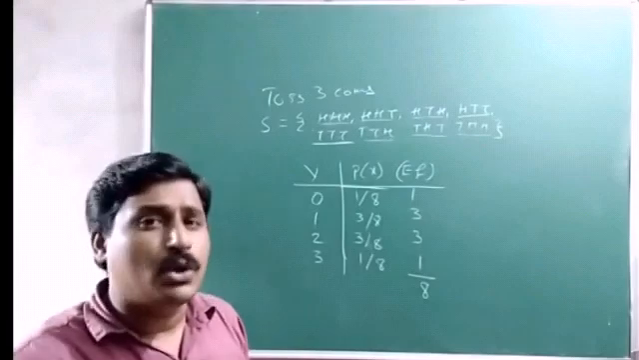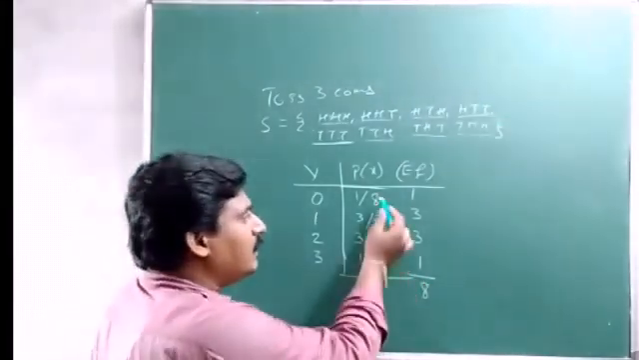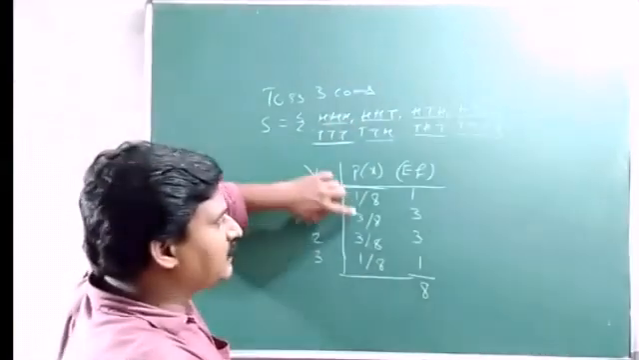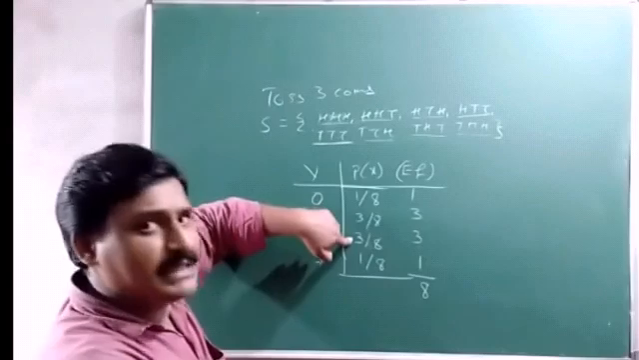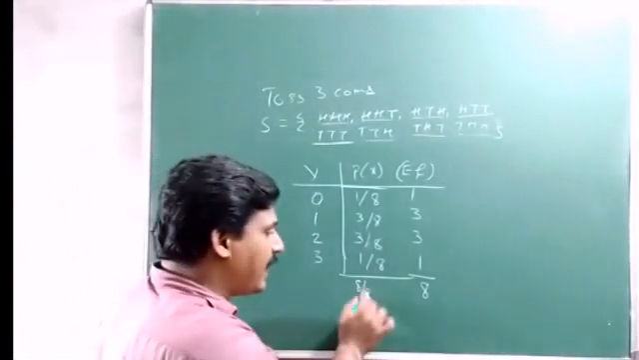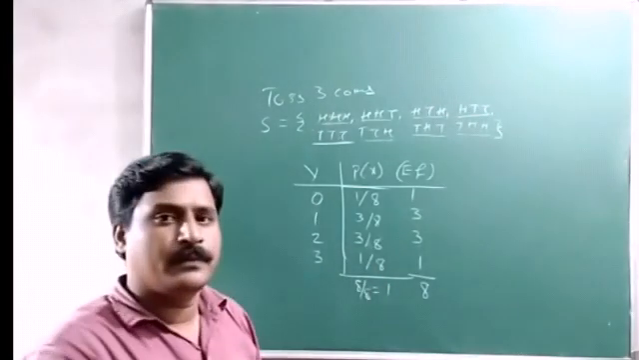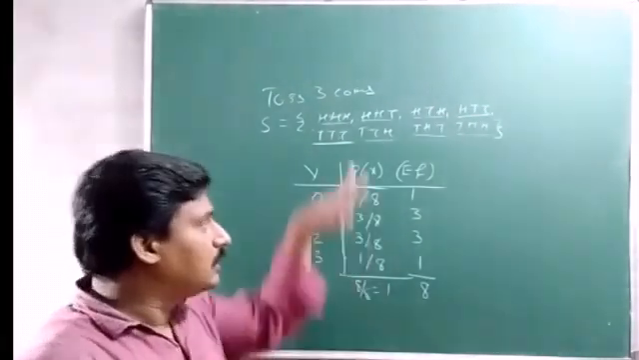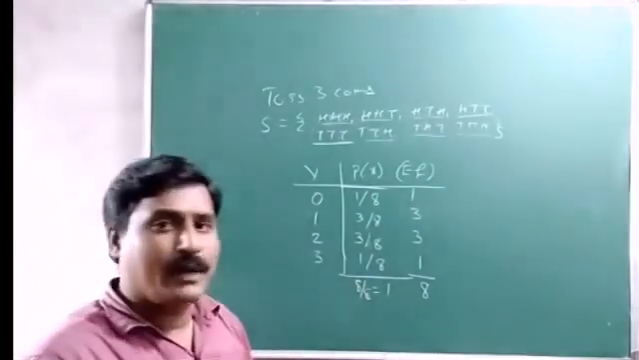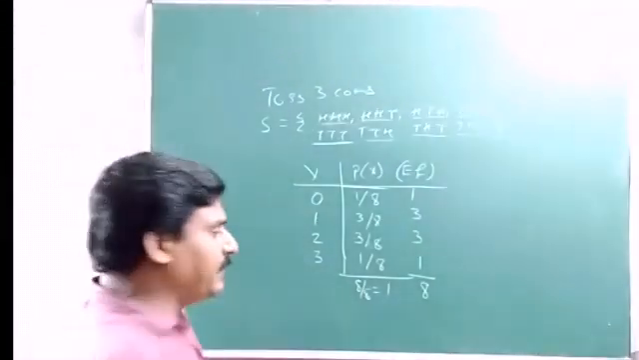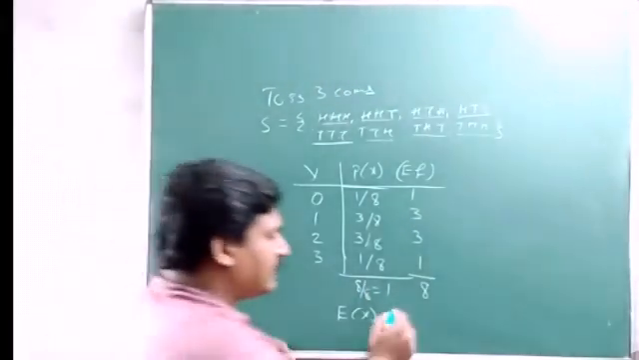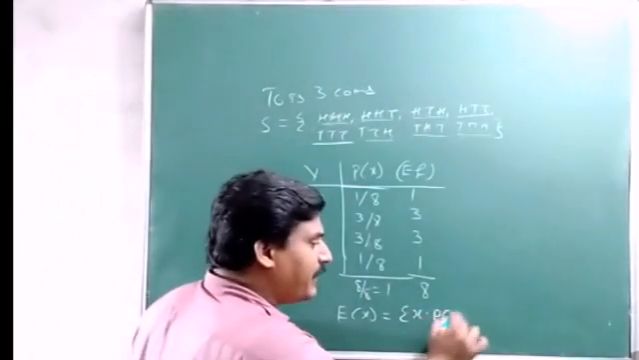Now check the total. Here all denominators are 8. So 1 plus 3 is 4, 4 plus 3 is 7, 7 plus 1 is 8. 8 divided by 8 is equal to 1. So the total of all the probabilities here is 1. Okay, now the expectation of X, E of X, is equal to summation X into P of X.